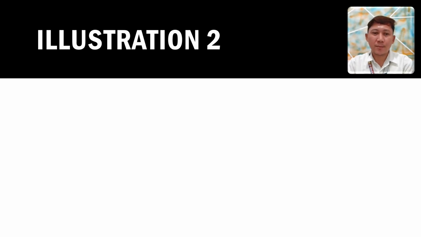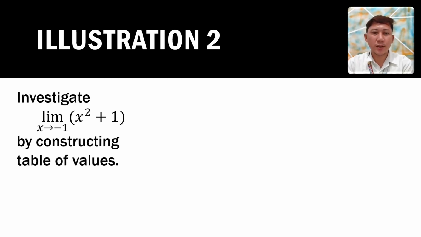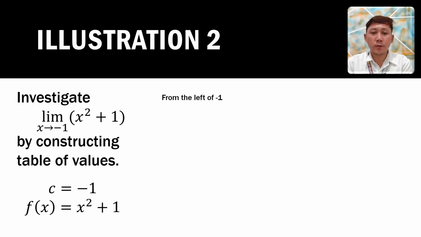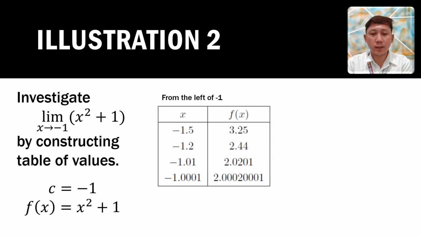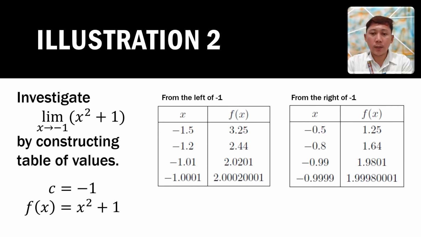Okay, let's proceed with another illustration. Investigate the limit of the function x squared plus 1 as x approaches negative 1 by constructing a table of values. In this case, c is equal to negative 1 and our function is x squared plus 1. From the left of negative 1, we have this table, and from the right of negative 1, we can have this table of values.